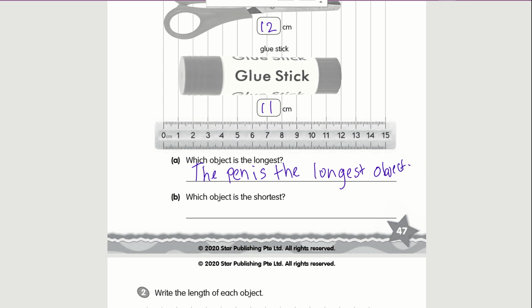Now, if you only write down the pen, Miss Faiza will also accept it. Now, which object is the shortest? The glue stick is the shortest. Okay, so pardon my handwriting, okay, because I'm not using the iPad for this.